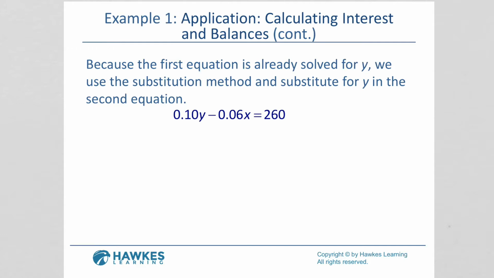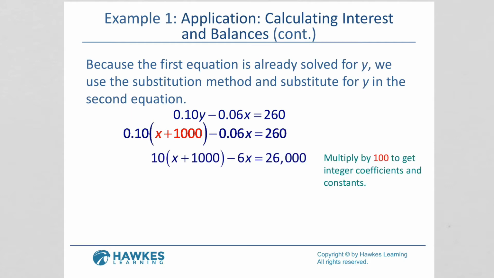Since our first equation is already solved for y, we're going to use substitution and substitute y into the second equation. So in our equation, 0.10y minus 0.06x equals 260, we're going to replace the y with x plus 1,000, which is going to give us 0.10 times the quantity x plus 1,000, minus 0.06x equals 260. We're going to multiply everything by 100 so we can have integer coefficients and constants. In other words, we're going to get rid of our decimals.